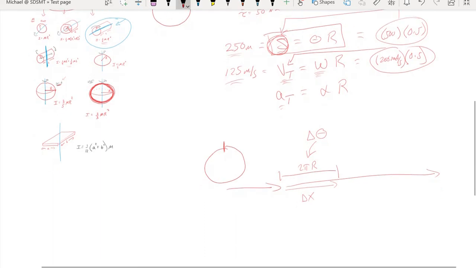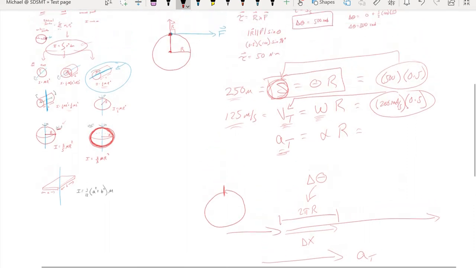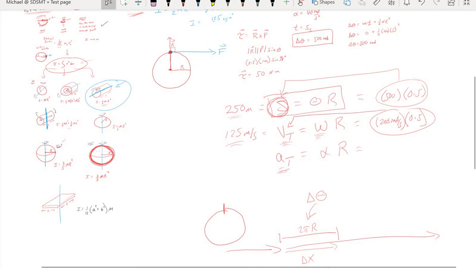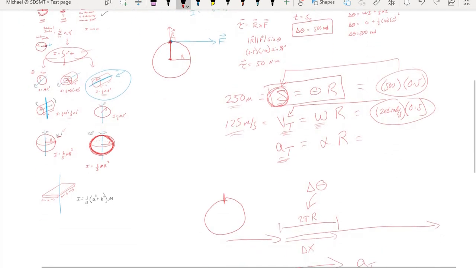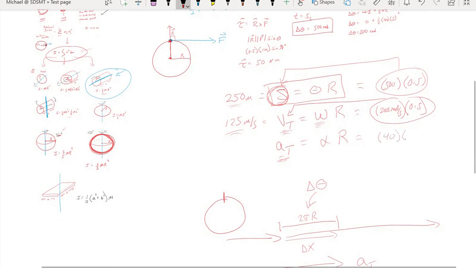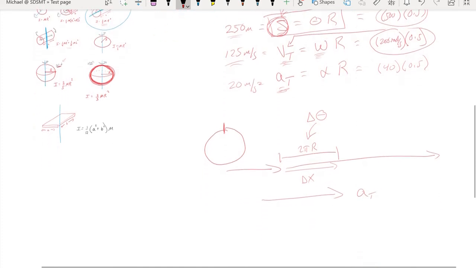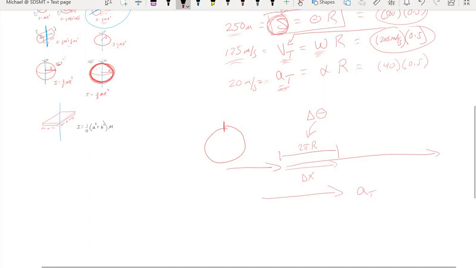And so now the final step would be, well, how fast are we accelerating as we travel down the road? We can get that from the tangent acceleration of this wheel. The acceleration that we got was 40 times 0.5, and so we have 20 meters per second squared is the tangent acceleration, which means that's how fast we will be accelerating as we move down the road.